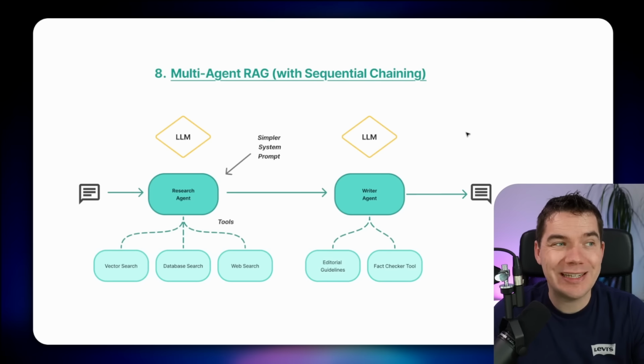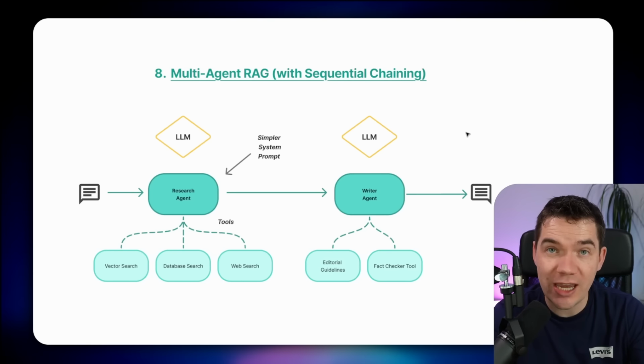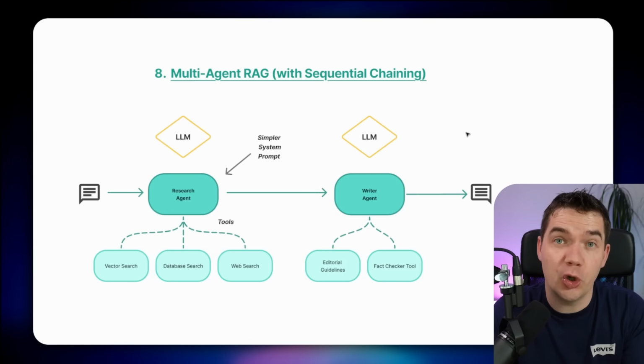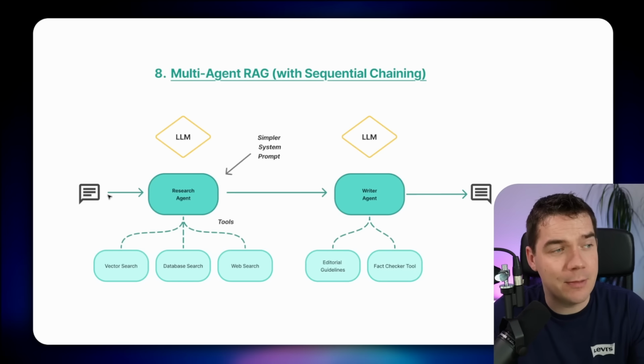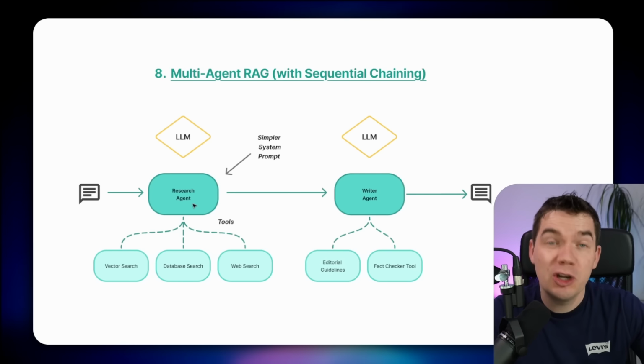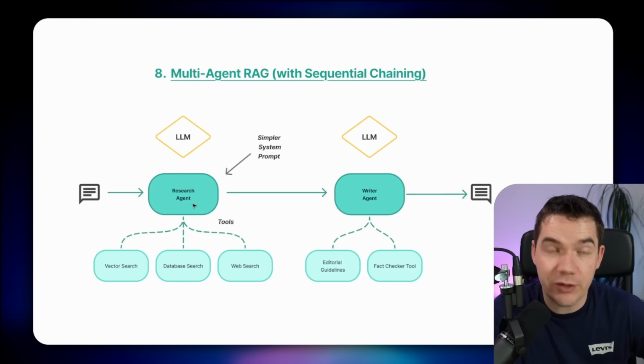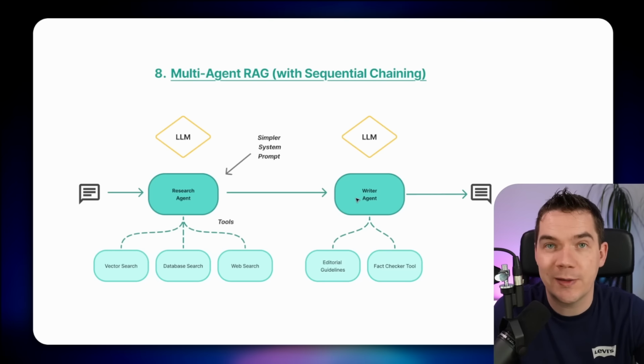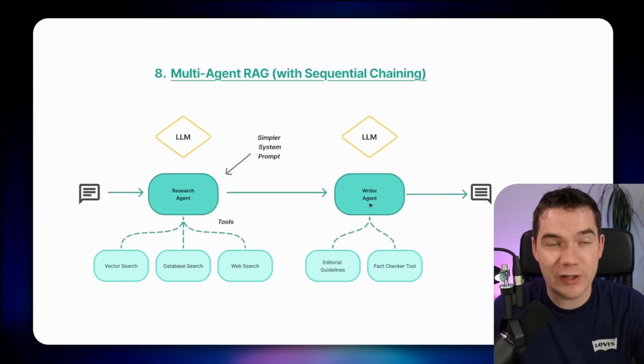Another pattern for multi-agent RAG is with sequential chaining. So this is more aligned to the deterministic workflows that I showed earlier. Here you would have a chat input. It would go to one agent who would produce a response after interrogating various tools, and that would then feed another agent to carry out another action to produce a response to the user. So it is more sequential.